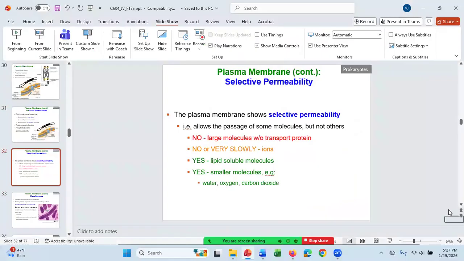All right, the plasma membrane shows selective permeability, allowing the passage of some molecules, but not others. No large molecule can move across the cell membrane unless there is a transport protein to move the molecule across the cell membrane. Any question about any of that?